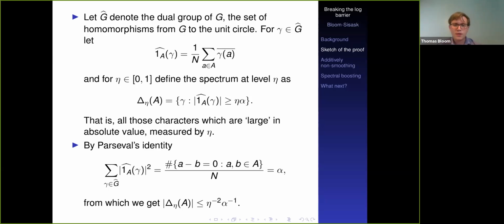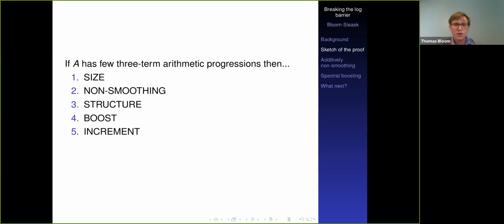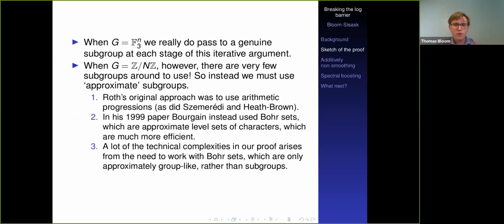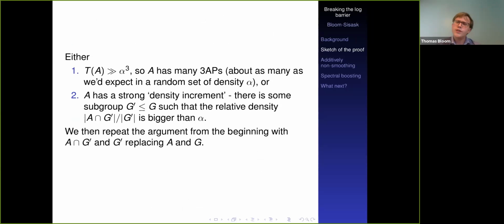Okay, we'll refer to that upper bound later on. Okay, so I've now introduced a couple of the key players, and I just want to go back and remind you of the density increment overall strategy, which is that either we get many progressions or somehow we obtain a density increment. Now, of course, step 2 is the hard part of this.